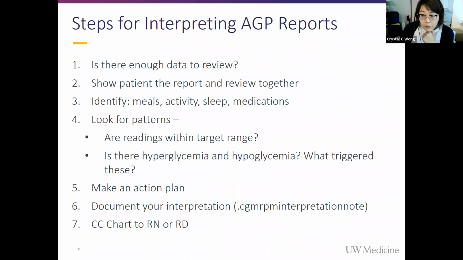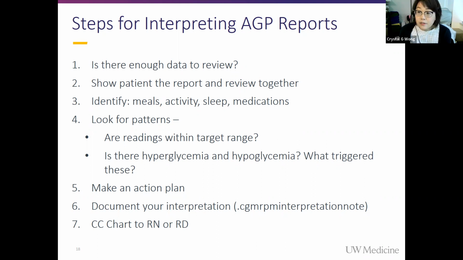So here's a simple rubric from Savitha. You're sitting down with the patient, you're going to go through an AGP report. First thing, check and see if there's enough data in this report to make it valid: at least 14 days, and they were at least 70% of the time, or uploaded at least 70% of the time. It really is a best practice to go through these reports together with the patient. Again, that's really the power of continuous glucose monitoring, is patient engagement in their diabetes plan.